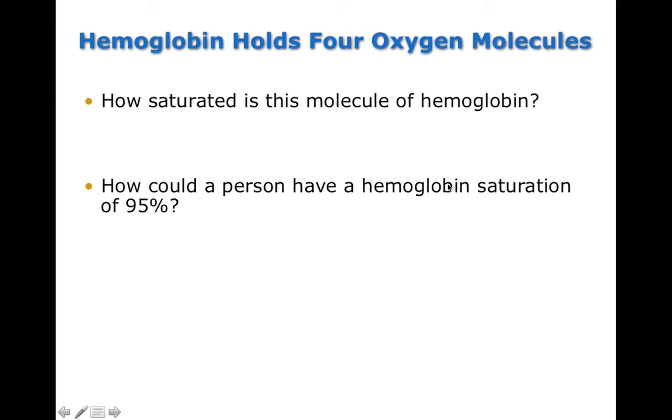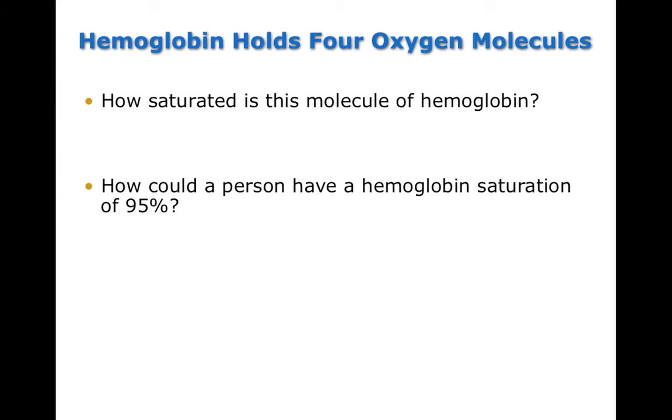So how could a person have a hemoglobin saturation of 95%? Well, this comes about because not all oxygen is bound to hemoglobin. Some of it's actually loose, not bound to hemoglobin, but rather dissolved within the cytoplasm or dissolved within plasma. And that's important because we need hemoglobin to transport that oxygen and deliver it to tissues that need it the most. You wouldn't want that oxygen to always be free and moving around, because the tissues that got the blood flow first would get the most oxygen, but that might not make sense for your body.